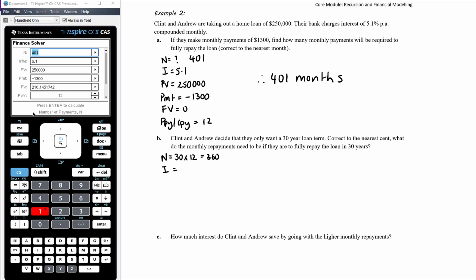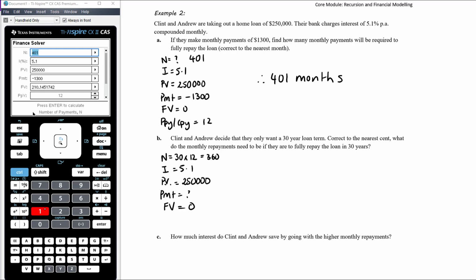Your interest rate is still 5.1%. Your principal value or present value is still 250,000. Positive, it's borrowed money. Payment is what we want to work out if we want to exactly repay in 30 years. So we would expect a higher payment than $1,300 because we want to repay the loan quicker. So that's going to necessitate higher repayments.